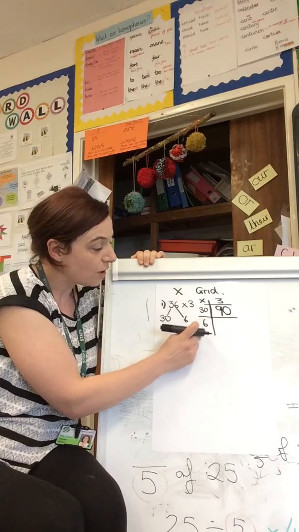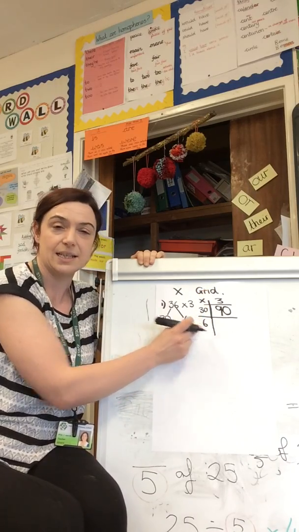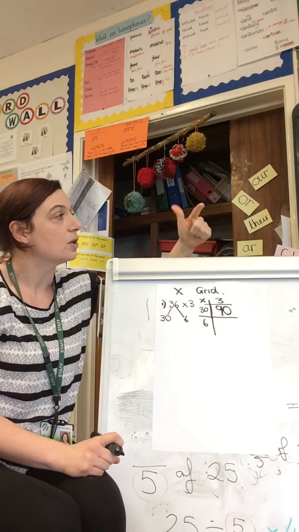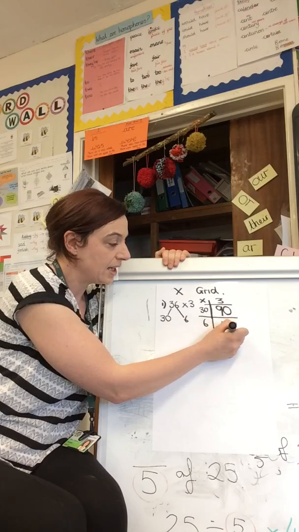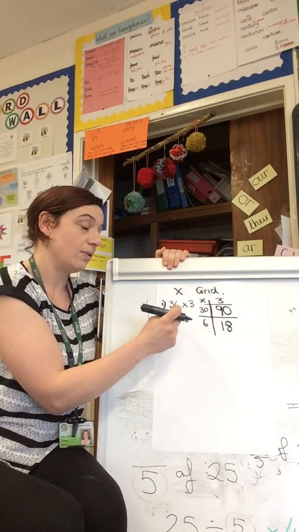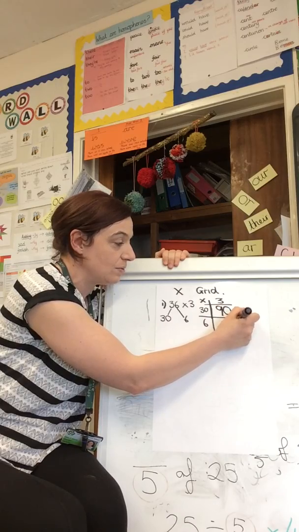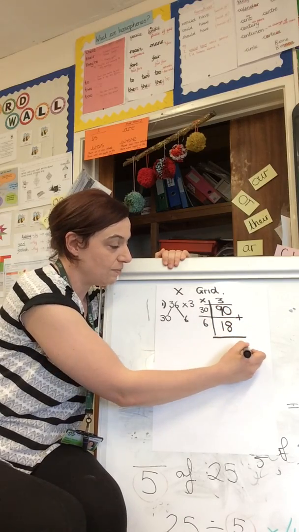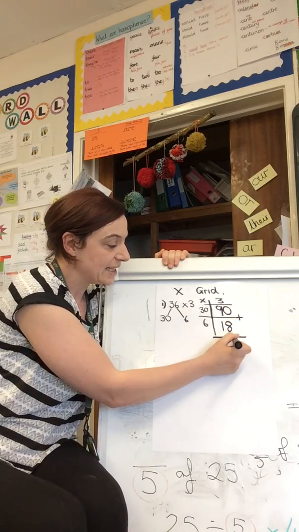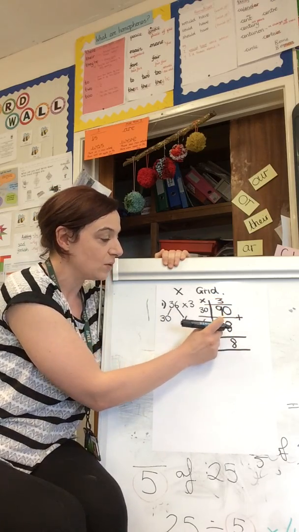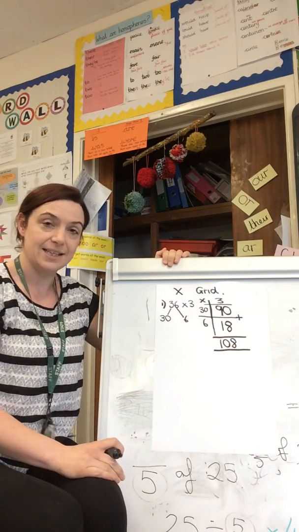Then I look down and I've got my 6 all on its own, so 6 times 3 is easy because I know my 6 times table, 6, 12, 18. So put my 18. Now I used to do my grid the other way, and Jack showed me to put it this way because then when I need to add these 2 together, I can just do it really simply. Thank you, Jack. So 0 and 8 is 8, and 9 and 1 is 10. So I put them in 108.